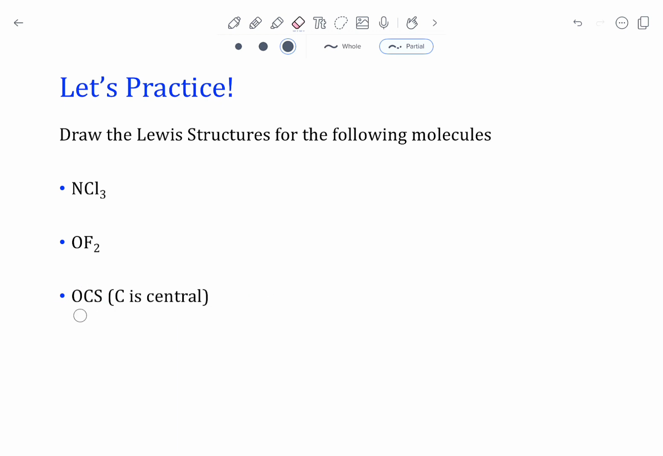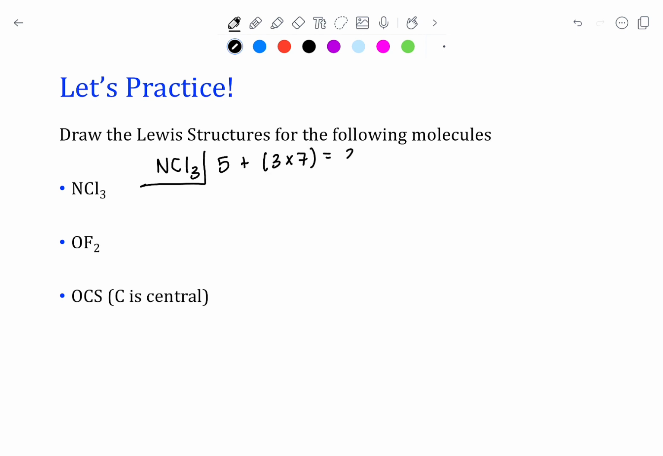Okay, let's start off with our first example here. We have NCl3. So let's count up our valence electrons. Nitrogen has 5. Chlorine, there's 3 of them, and they each contribute 7 electrons. So in total, we have 26 electrons to place in this molecule.